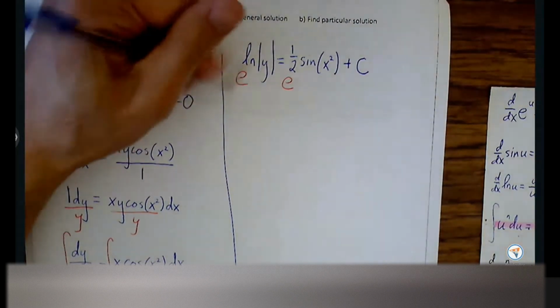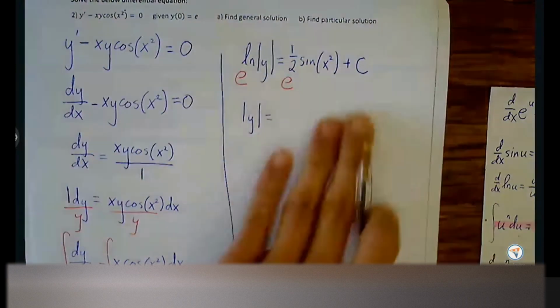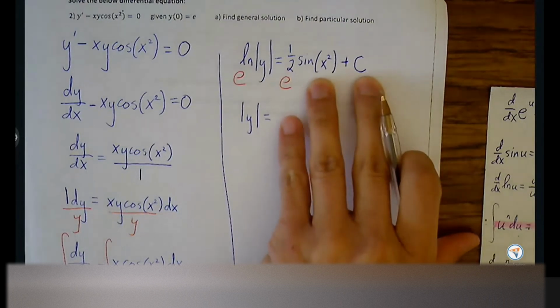Okay, so this cleans up nicely to be just absolute value of y. Now the right side, how can I separate the c away from this expression?